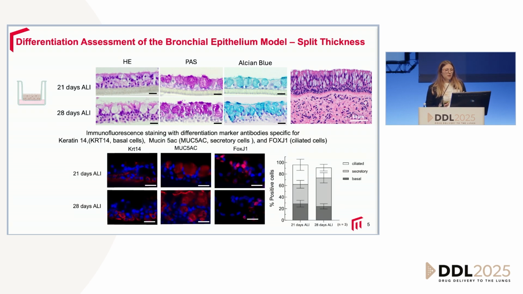Then I tried to really assess the differentiation of that model. So I did immunostaining, targeting keratin 14, a basal cell marker, mucin 5AC, a mucus protein for the secretory cell, and FOXJ1, a nuclear marker for the ciliated cell. And when you do quantification, at 21 days, you have roughly 30% of each cell type. But at 28 days, you have 50% of secretory cell and only 15% of ciliated. So there is a shift between ciliated and secretory.